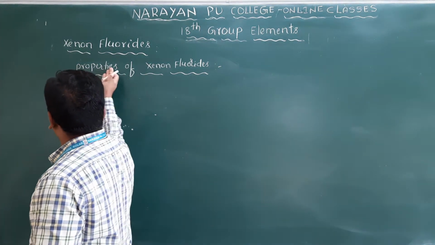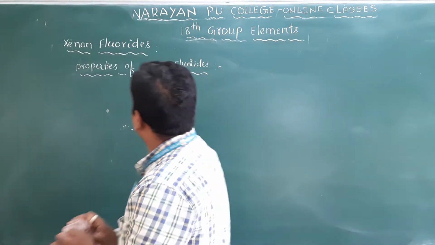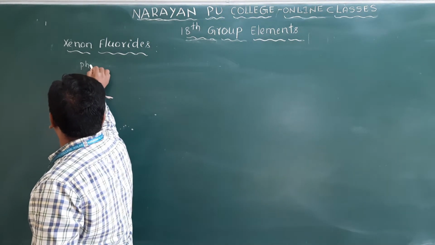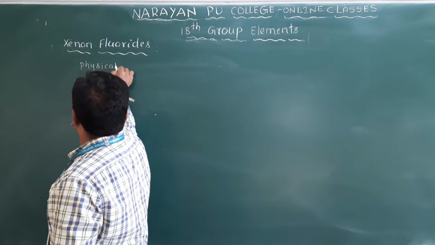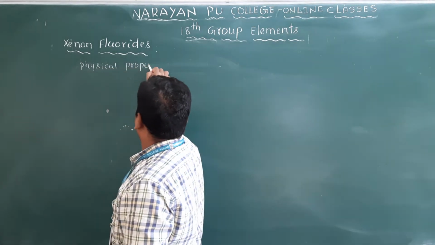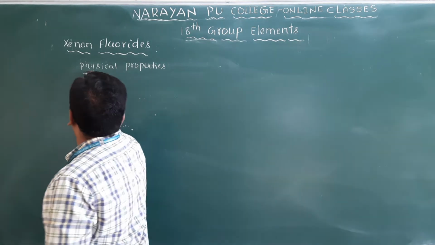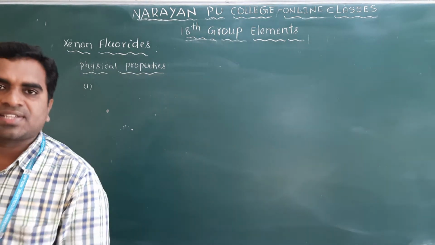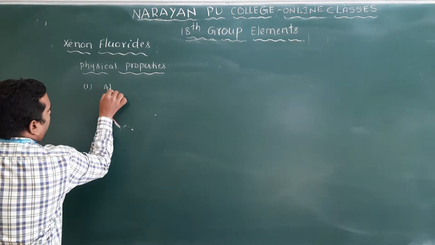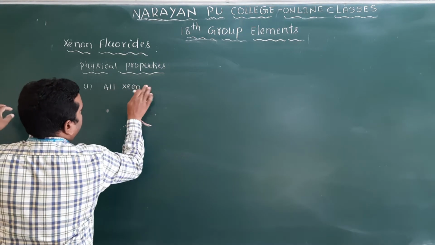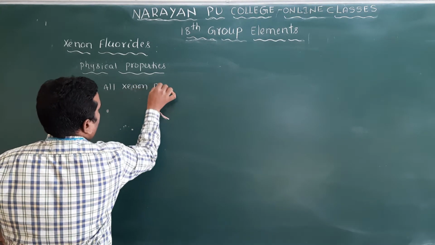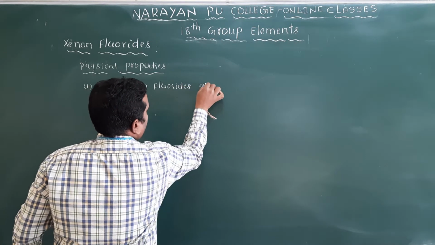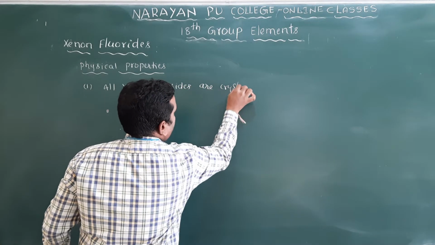If you want, you can put the heading physical properties. First we will discuss physical properties, then chemical properties. Physical properties of xenon fluorides: all xenon fluorides are crystalline solids.